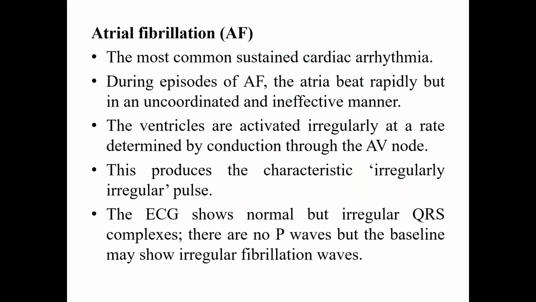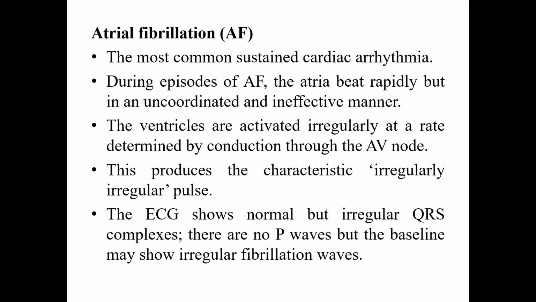Next is atrial fibrillation. It is the most common sustained cardiac arrhythmia. Very, very important point. Question is, the most common sustained cardiac arrhythmia is dash. It is atrial fibrillation. During episodes of atrial fibrillation, the atria will be beating rapidly, but the beats will not be normal. It will not be coordinated. Atrial muscle will be beating as if there is something happening. There is a trigger of movements along the atrial muscles, so that it beats unconditionally and also in an uncoordinated fashion.